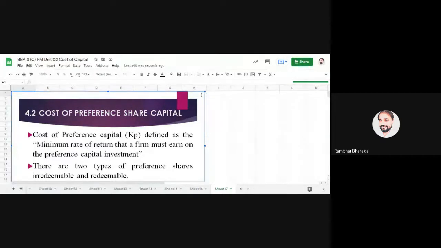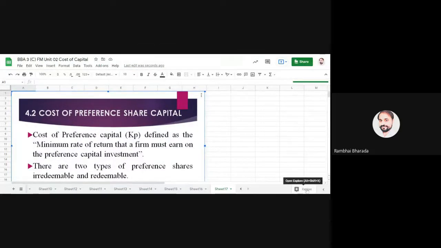Are we clear about the short form? KE means cost of equity capital and KD means cost of debt capital. Now, cost of preference capital is defined as the minimum rate of return that a firm must earn on a preference capital. It is a minimum return on preference capital.